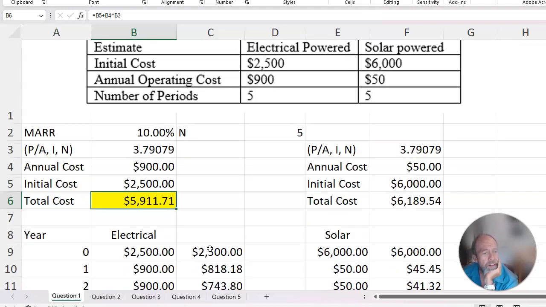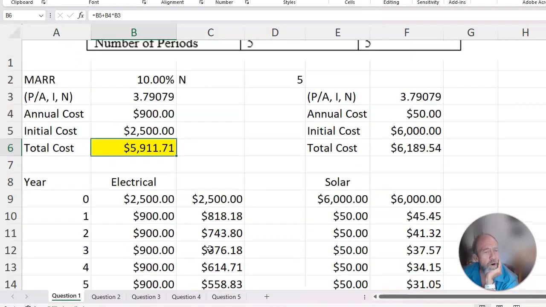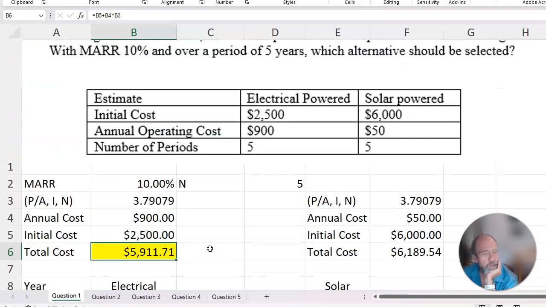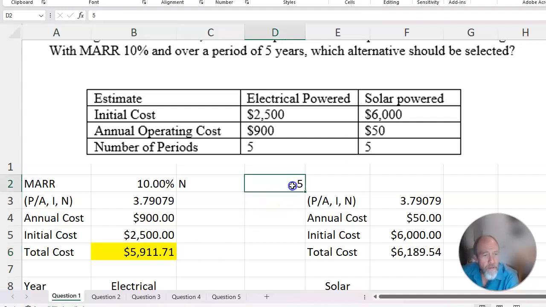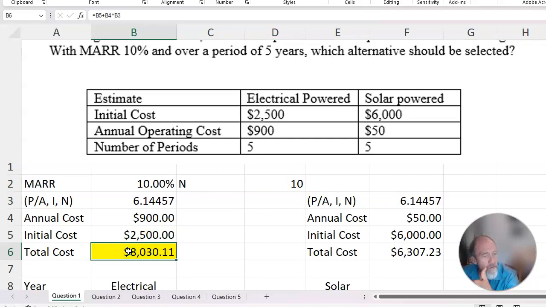Notice in this case that the total cost of the electrical powered is lower than the total cost of the solar. Let me go over one of the other concepts that goes with this. In this situation, the electrical is less expensive than the solar when you bring everything to present worth. What if I changed n to 6? What if I changed n to 10? Now notice that the cost of the electrical powered exceeds the cost of the solar powered.